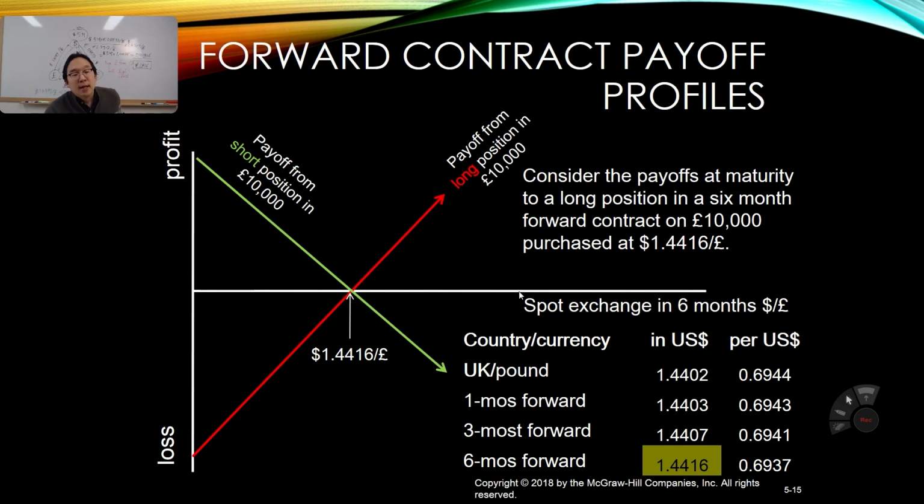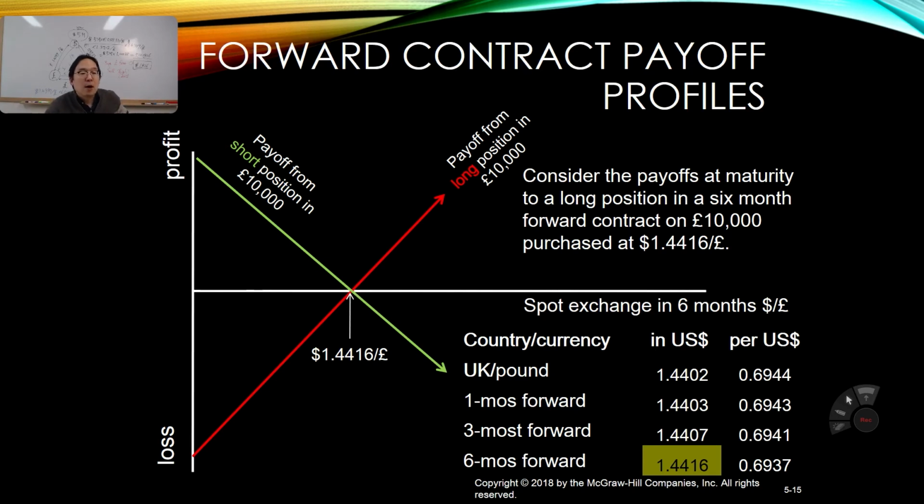Okay, you see that those two are 45 degree lines, either positive or negative, and they cross at the same point over here, 1.4416. That is the forward rate, the 6 months forward rate, dollars per pound. You remember that table? So that's the intercept. Okay, and consider the payoff at maturity to a long position in a 6 months forward contract on 10,000 pounds purchased at 1.4416 per pound. So as long as the spot rate hits over here, I'm break even.